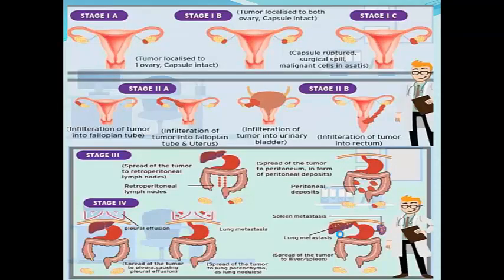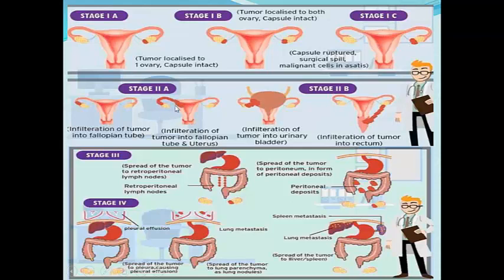And then we came to the staging of the ovarian lesions, and usually the staging of ovarian lesions is misleading. Here in stage 1A, the tumor is localized to one ovary and the capsule is intact. 1B, both ovaries and the capsule is intact. Malignant cells in the ascites, this is a surgical staging. They do surgical staging by knowing if there are malignant cells in the peritoneum or not. If it is disrupting the capsule, it is 1C.